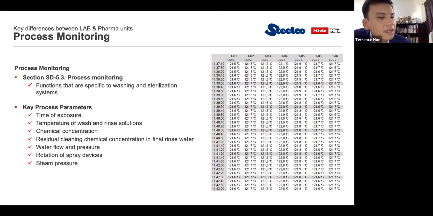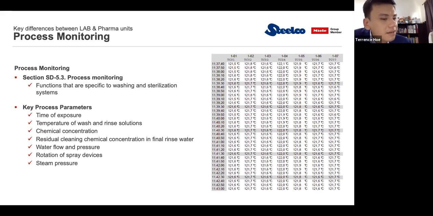For example, they want to know the residual. Before they take out the wastewater, whether it is completely clean or not, they want to know the residual. They want to know the total organic carbon and the conductivity. They also want to know the pH of the water before, or even during the process, to ensure it is totally clean. Of course, they also want to know the water flow and pressure.